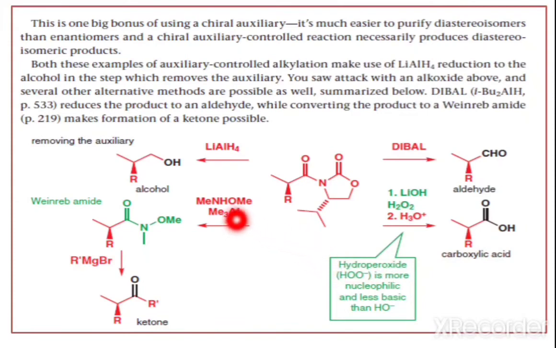And now, while converting the product, that is the Weinreb amide. Here it is simple, again it is the Weinreb amide. It is again used to remove the chiral auxiliaries. In the next step, on treatment with Grignard reagents, we finally get the given product, that means the ketone. That means this is a simple way to remove the chiral auxiliaries after completion of the reaction, by using these various types of reagents.